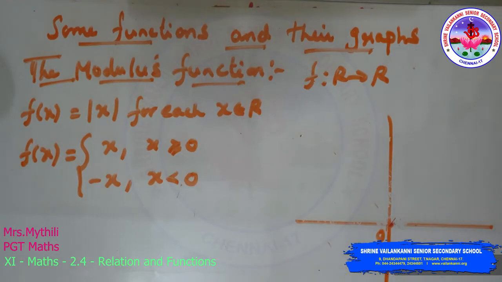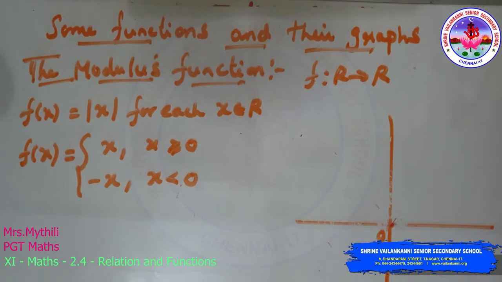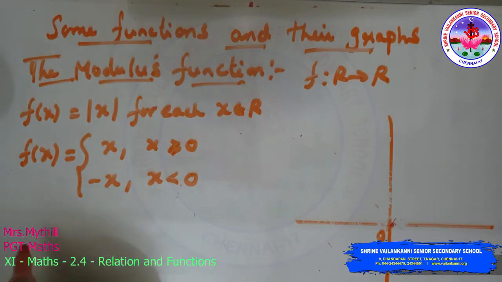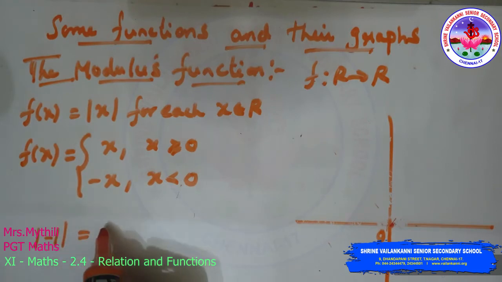Next one, the modulus function. The function f from R to R, defined by f of x equal to modulus of x for each x belongs to R, is called the modulus function. For each non-negative value of x, f of x is equal to x. But for a negative value of x, the value of f of x is the negative of the value of x. That is, modulus of minus 1 is plus 1.